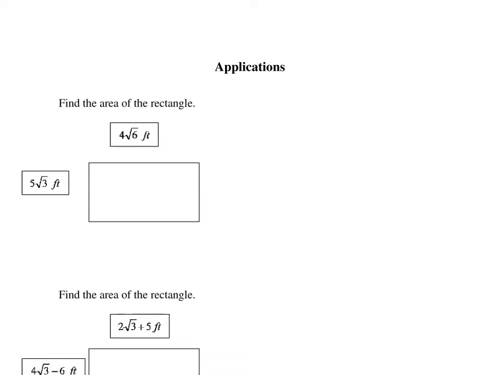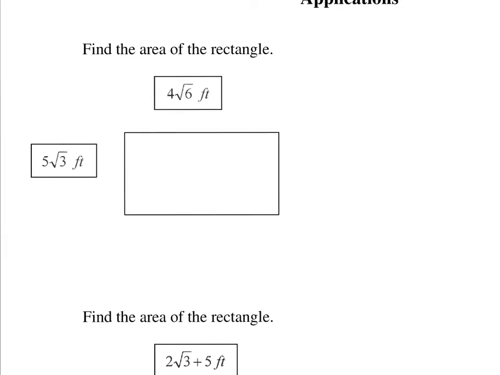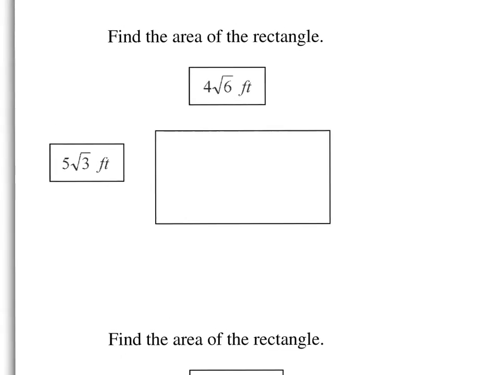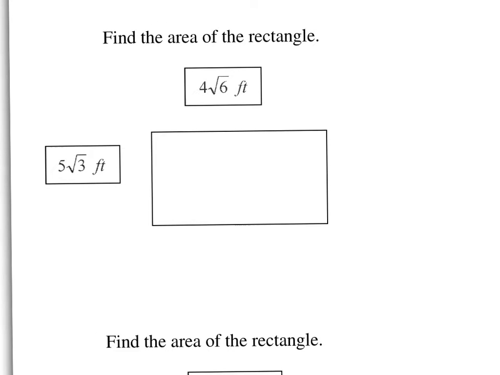Okay, on this page it looks like we're going to do some applications. Find the area of the rectangle. Well, we first have to know how to find the area of the rectangle, and there's a formula. Area equals length times width for a rectangle. In this case, it looks like the length is 4 times the square root of 6, and the width is 5 times the square root of 3. So to find the area of this rectangle, we need to multiply those two expressions together.